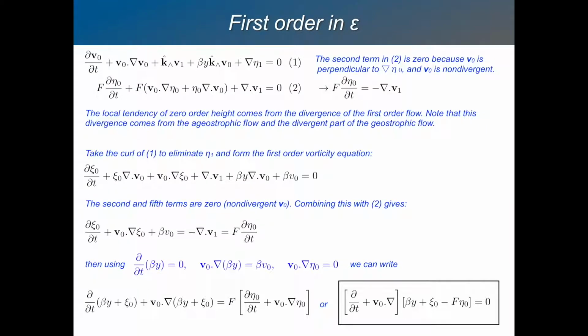All right, how about first order? This is where it gets interesting. This is what's left over when you've taken the terms which have just epsilon in front of them, not no epsilon and not epsilon squared, just epsilon in front of them.